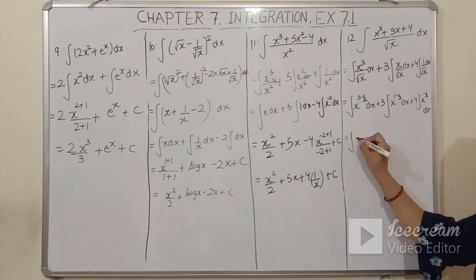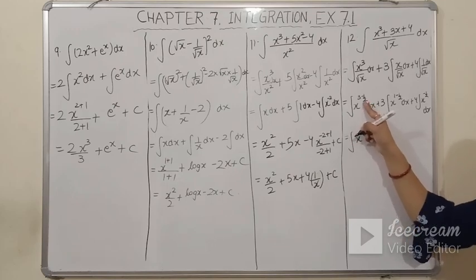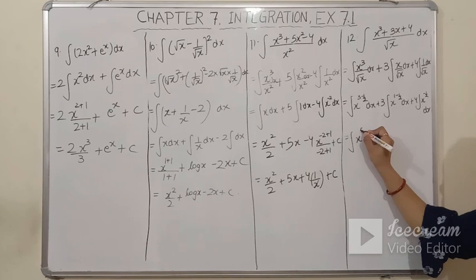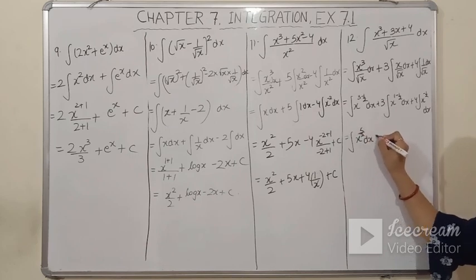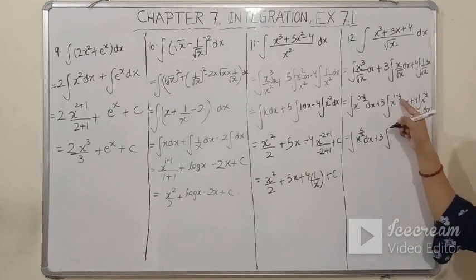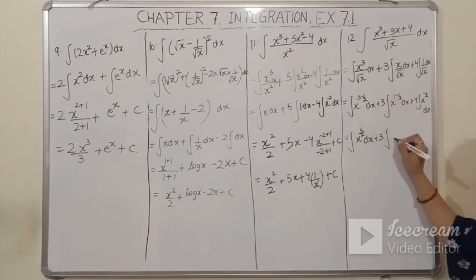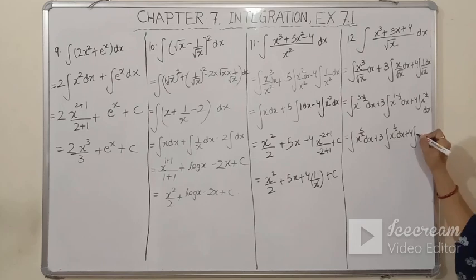So it is going to be, now taking the LCM 2, 2 3 the 6 minus 1 will be 5 by 2. Similarly here, taking the LCM 2, 2 minus 1 is 1 by 2. And here it is simply minus 1 by 2.